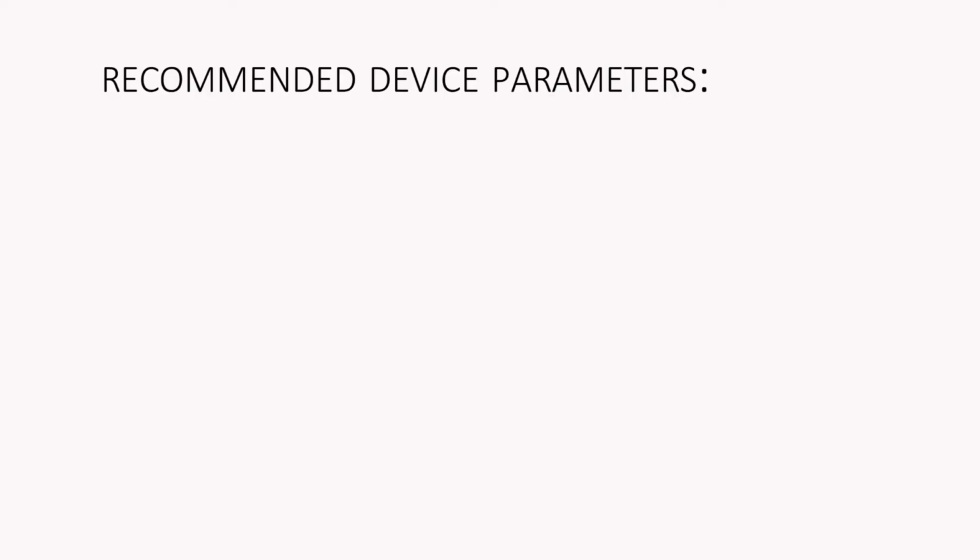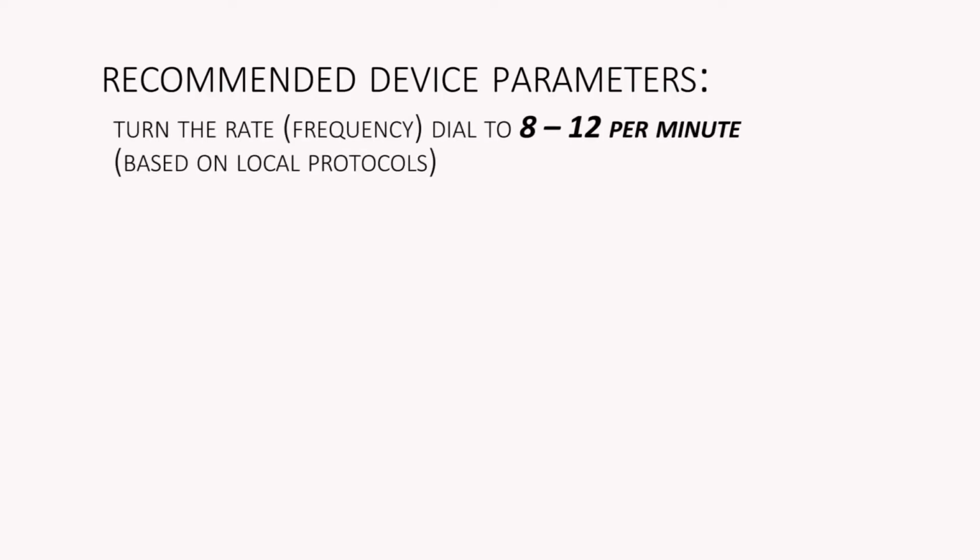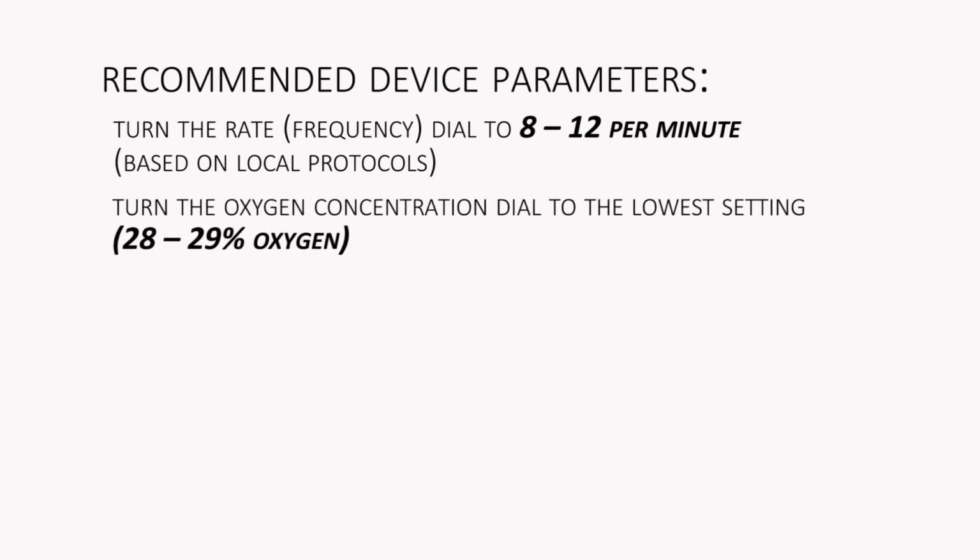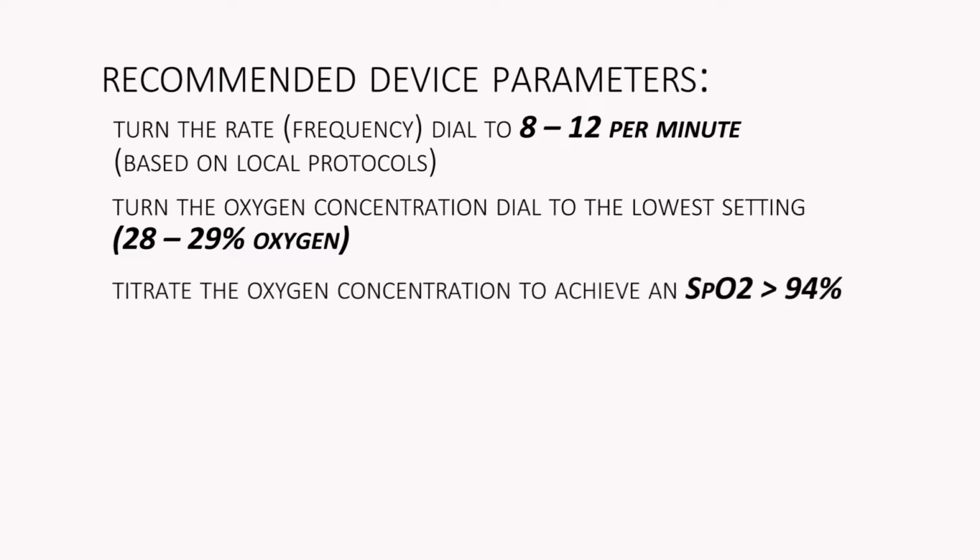We'll then set the device parameters according to our local protocols and our manufacturer's recommendations. Recommended device parameters are: turn the rate dial to 8 to 12 per minute. Turn the oxygen concentration dial to the lowest setting, between 28 and 29% oxygen. Titrate oxygen concentration to achieve an SpO2 greater than 94%.